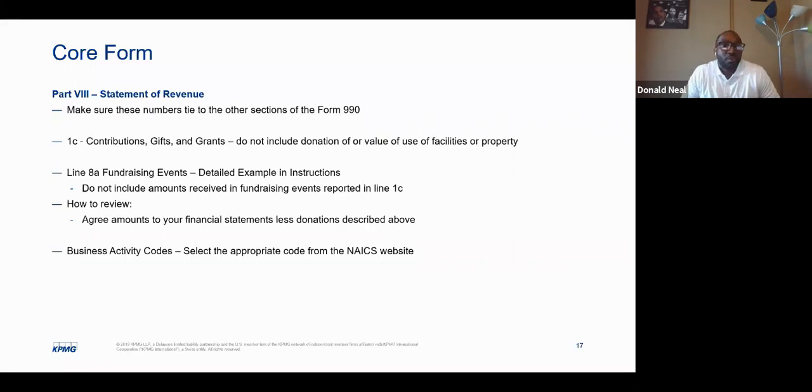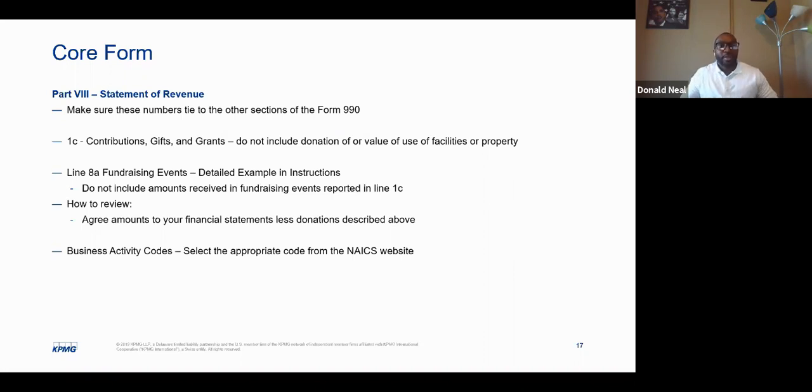So now as we talk about the core form, this is our statement of revenue. So we just need to make sure these numbers tie to other sections of the Form 990. Line 1C, you have your contributions, gifts, and grants. So here, line 1C does not include donations via your use of facilities or property. Line 8A is your fundraising.